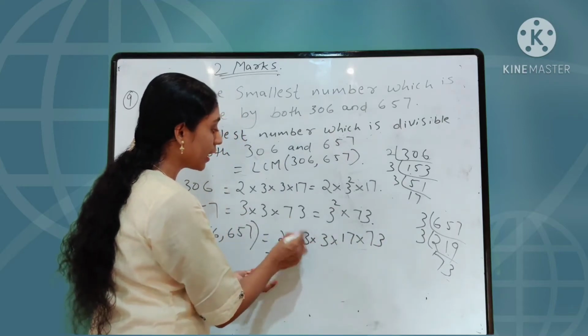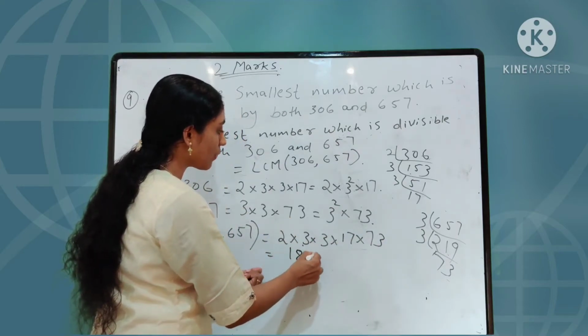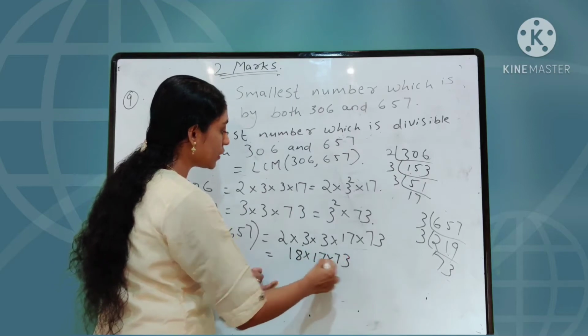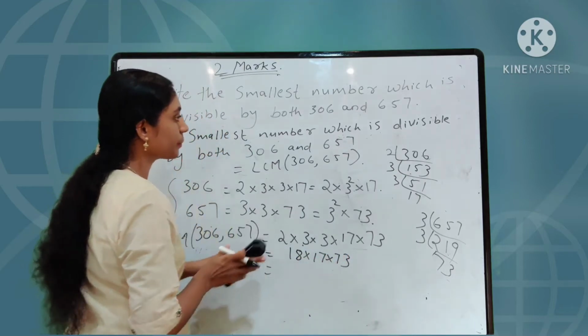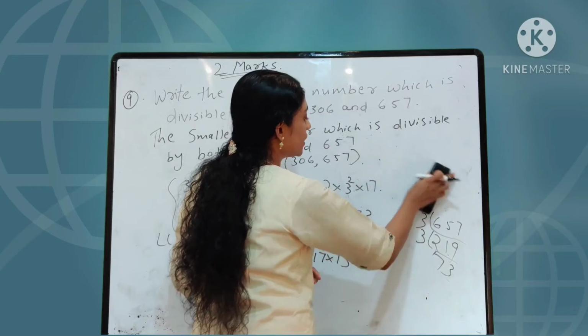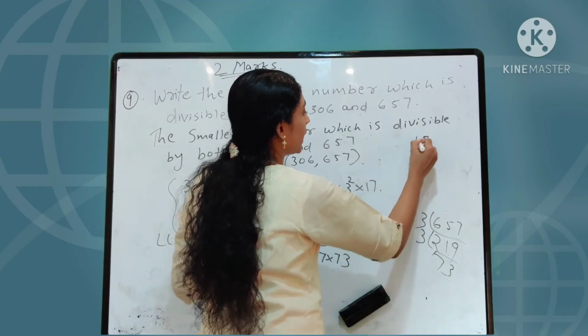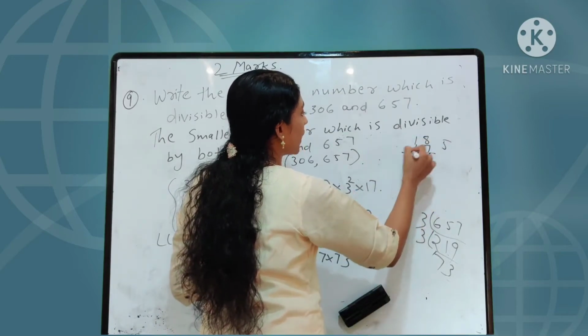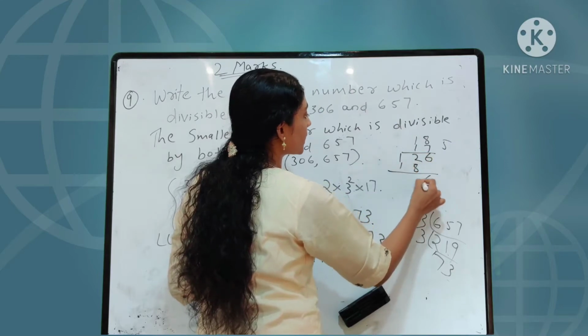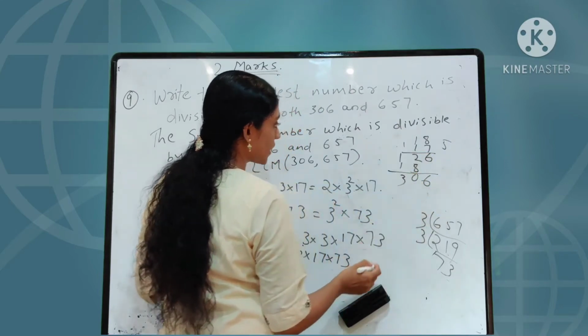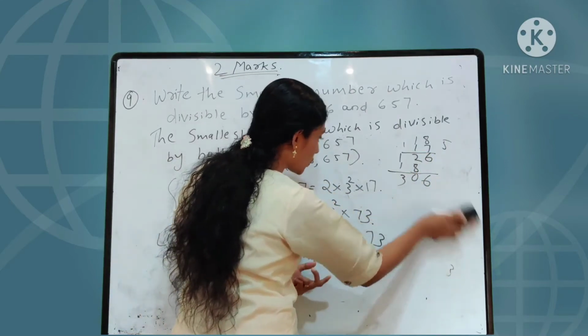So 3 threes are 9, and 9 into 2 is 18. You have to calculate 18 into 17 into 73. What is 18 into 17? It is 306. And what about 306 into 73?